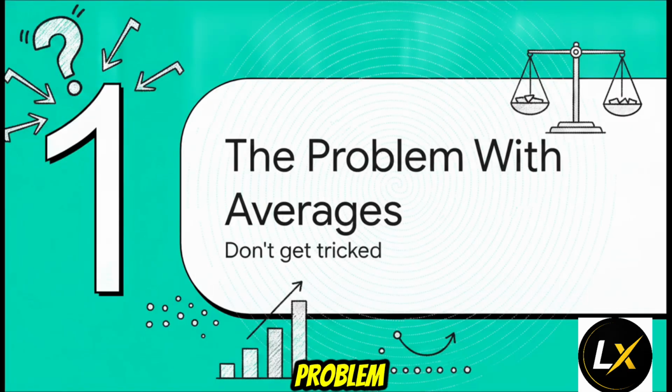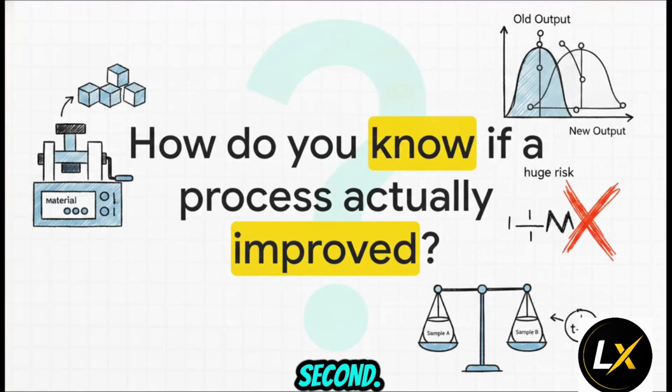Section 1. The problem with averages. Let's see why simple math can totally pull the wool over your eyes. Imagine this for a second. How do you actually know if a process improved? Say you tweak a machine setting or switch up a raw material, and you check the new output. If you try to answer this just by grabbing a few samples and comparing the old average to the new average, you are playing with fire.